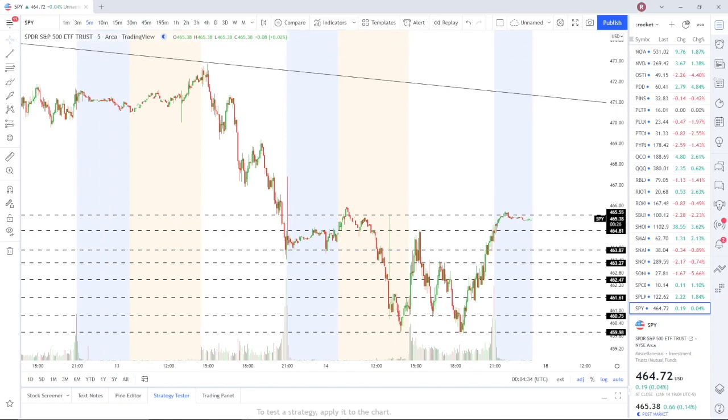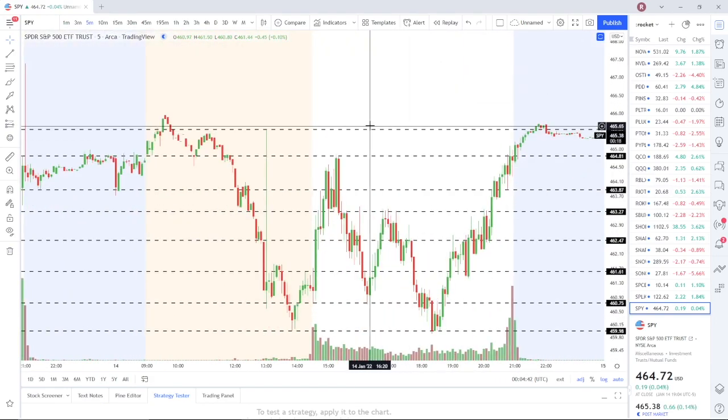Alright, the next one. This one's going to be a little more interesting, so I'm not going to pull this one up for now though. But we can talk about SPY this morning. I'll put it up on here, but not on the Webull.